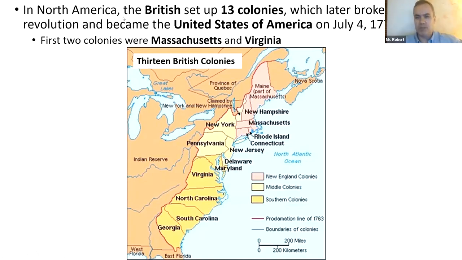Just for the big picture, these 13 colonies would rebel against Britain, right? Starting on July 4th, 1776. That's when the Declaration of Independence was signed. And that's when they broke away from Britain and said, we are no longer colonies, we are a country. It was the first time any of these colonies had ever done that. All these colonies we're talking about, the first ones to say, nope, we're now a country, to break away. And we'll talk more about that in the next class.